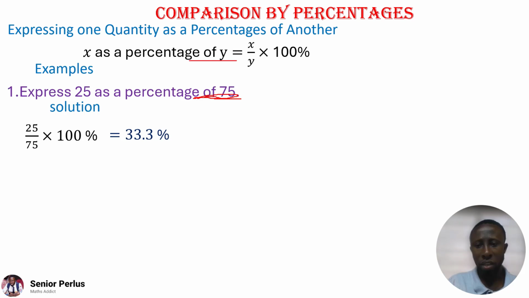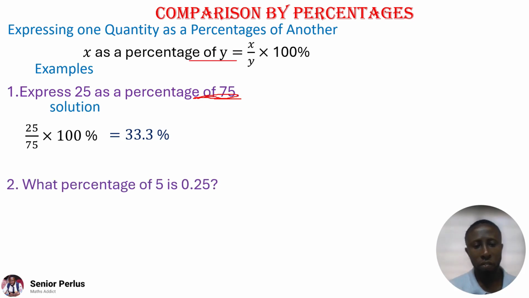So here, make use of the calculator, or you can go with the manual way. This reduced by this, this reduced by this, and that is also there. Okay, you can make use of the calculator. Very simple. Good. The next example: what percentage of 5 is 0.25?